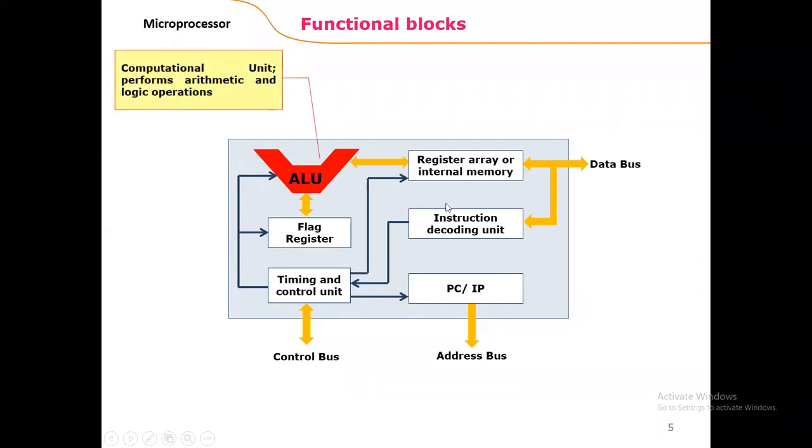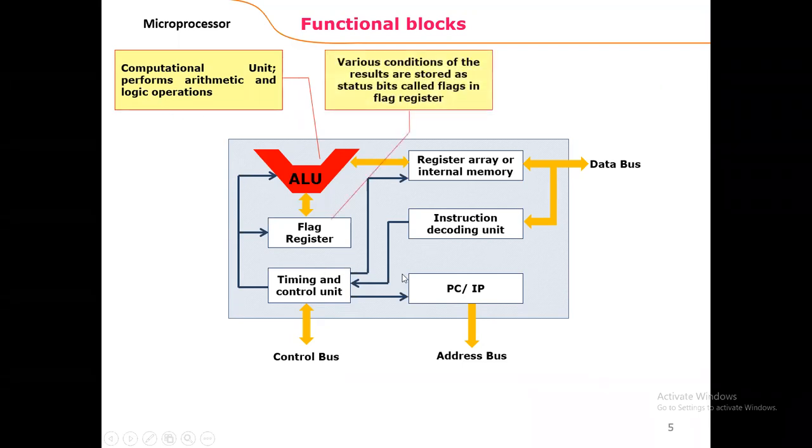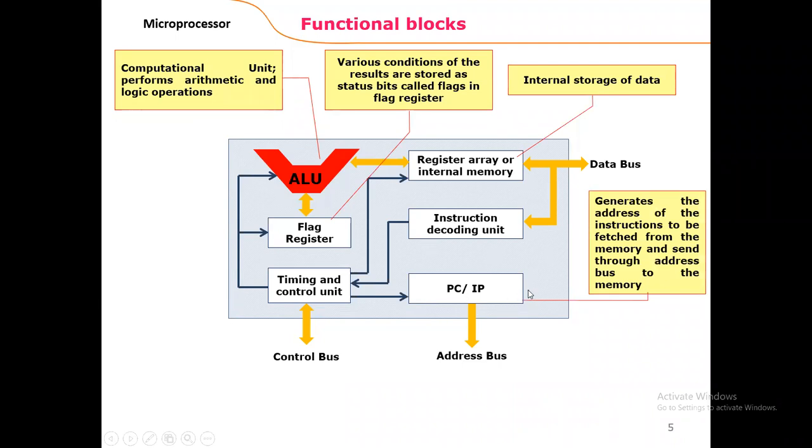So this is the total discussion. This is the ALU, arithmetic logic operation. This is the class. Okay. All our discussion. This is the internal storage of data. This is the program counter. It generates the address of the instruction to be fetched from the memory and sent through the address bus to the memory. This is the address generator. IP, instruction pointer, works as the address generator.